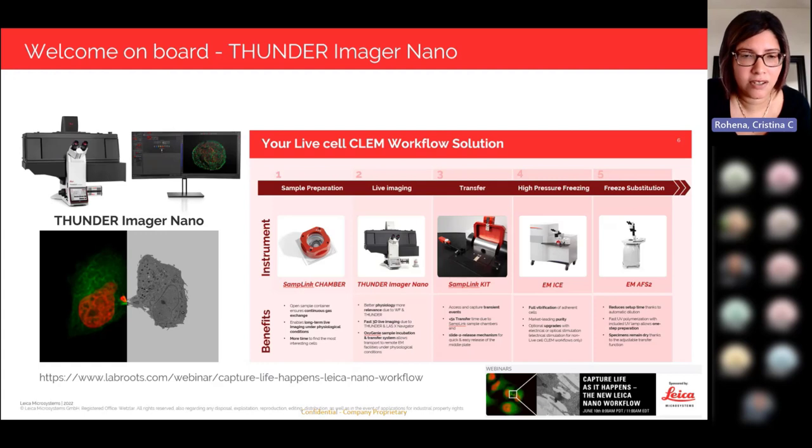This instrument itself comes with this sampling chamber that allows you to better transfer any samples that you're doing further down into your workflow. So really allowing you to capture critical moments or critical events that are happening within your sample prior to freezing.